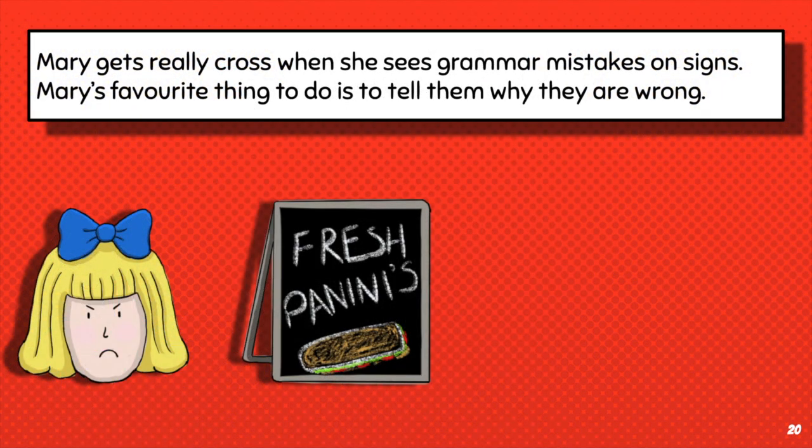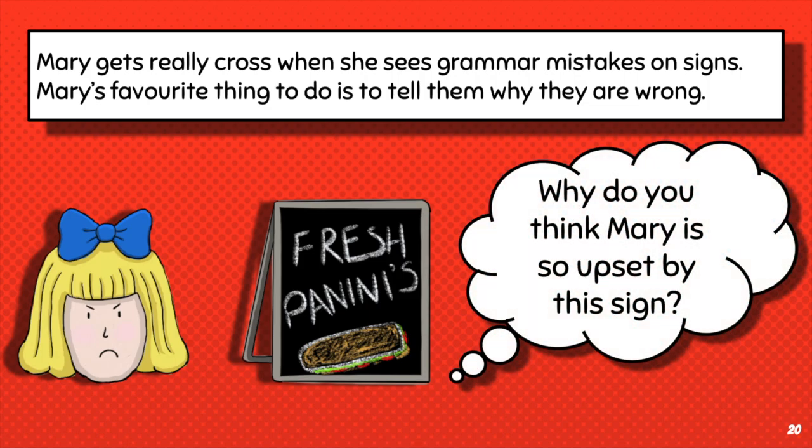Okay, here's Mary again. She's not very happy. She's actually seeing red. She gets really cross when she sees these kinds of signs. And in this particular case, we've got "fresh panini's" with an apostrophe S. So the question is, why do you think Mary is upset by this grammatical error? What is it exactly that is wrong with this sign? Can you figure it out based on what we've just spoken about?